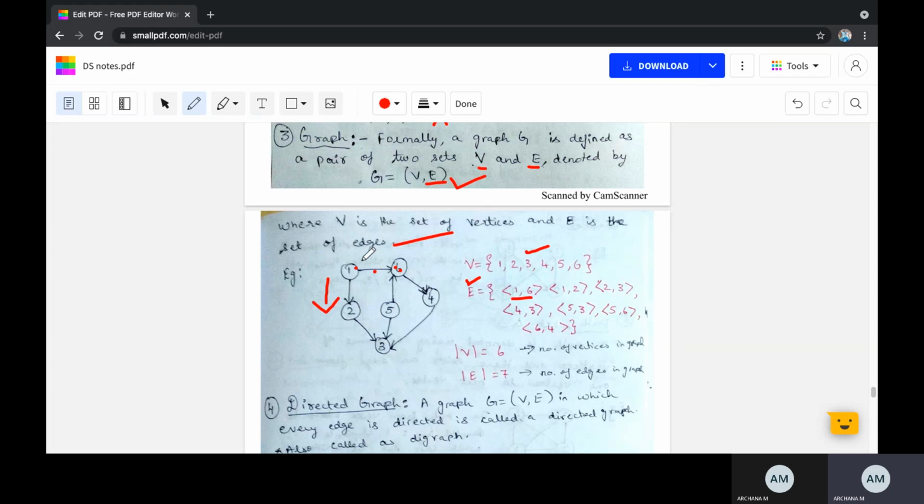Now look here, 1 to 6. There is an edge from 1 to 6, not from 6 to 1. So you have to write 1 comma 6. There is an edge from 1 to 2, so you write 1 comma 2. There is an edge from 2 to 3, so you write 2 comma 3. Like this, vertices and edges are written. And you can write that the total number of vertices is 6 and the total number of edges is 7. Here the number of edges is greater than the number of vertices. So here the number of vertices is 6 and the number of edges is 7. This is one simple example of a graph.